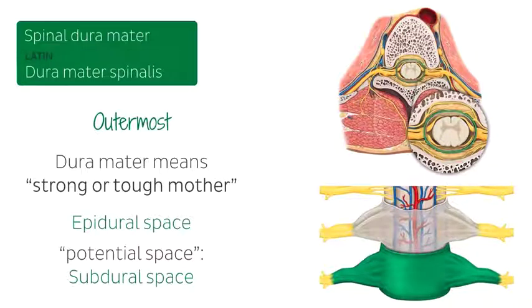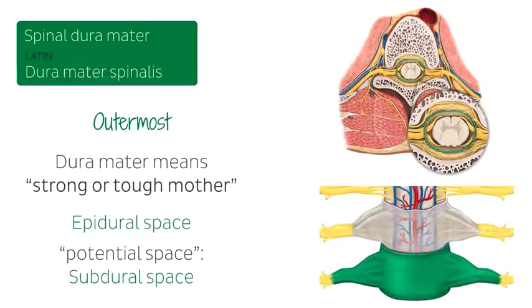Superiorly, the dura mater is continuous with the inner meningeal layer of the cranial dura mater at the foramen magnum of the skull. Caudally, the dura mater forms a dural sac that envelopes the cauda equina and extends downwards together with the filum terminale to the periosteum of the coccyx.